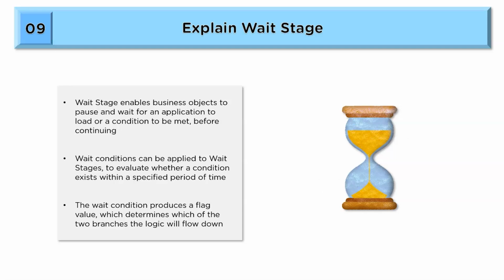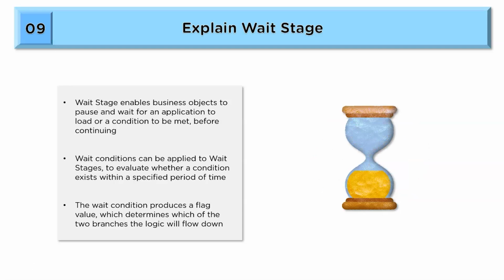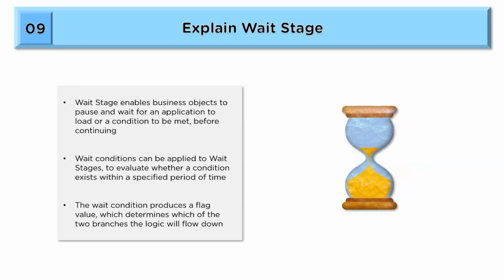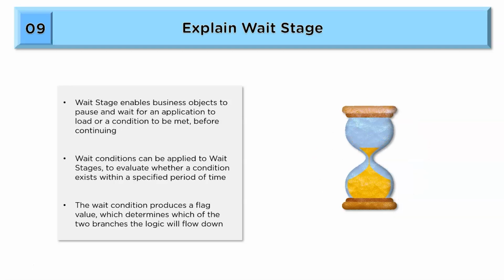It is possible to set multiple wait conditions for a wait stage by adding additional rows into the action area. The wait stage simultaneously checks each wait condition. It doesn't require all wait conditions to be met. Even if one condition is met, the path will be determined. If none of the wait conditions are met, the action will time out.